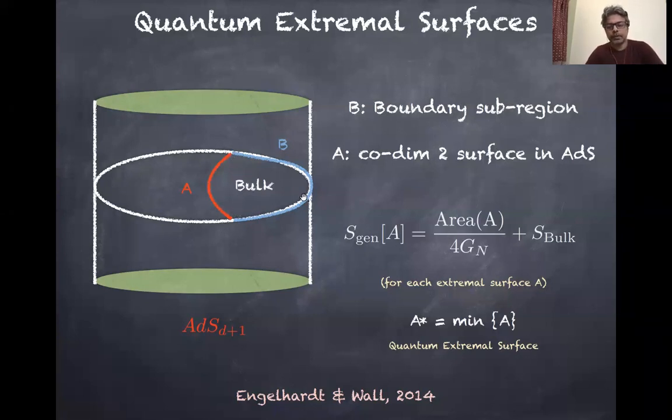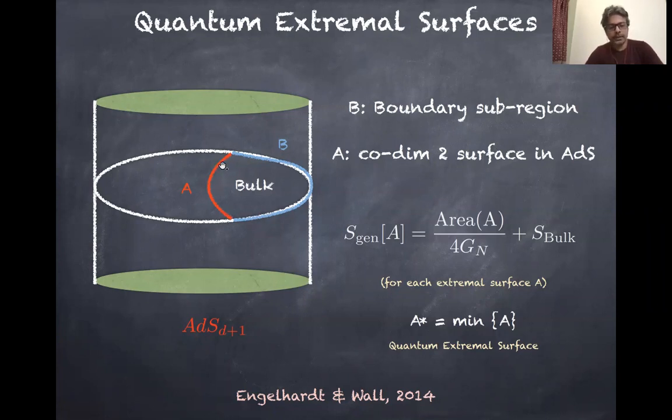Okay, so that is the premise. Then you can ask the question: given this B, which is a subregion of the full region on which the CFT is defined, is there a notion in which I can say that this subregion is dual to a part of the geometry? That's a reasonable question to ask, and you can give a very precise answer to it. Let me just give you the answer first.